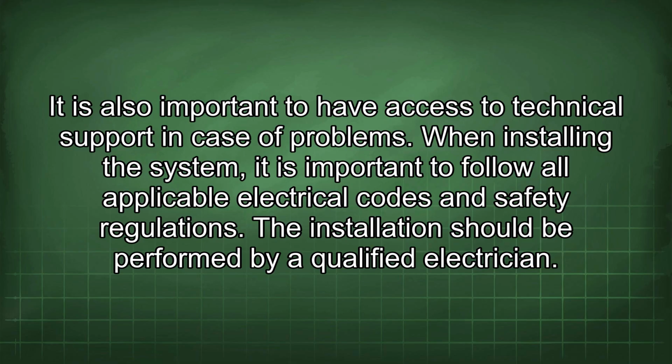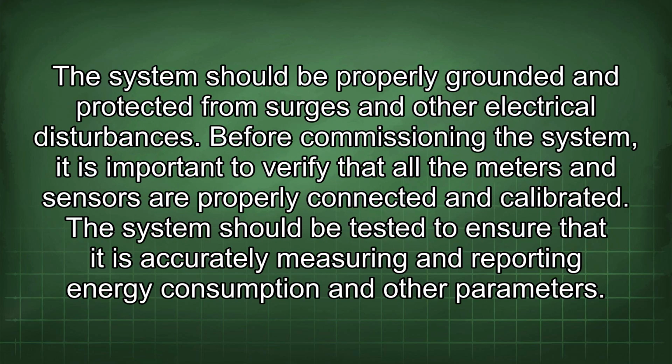When installing the system, it is important to follow all applicable electrical codes and safety regulations. The installation should be performed by a qualified electrician. The system should be properly grounded and protected from surges and other electrical disturbances. Before commissioning the system, it is important to verify that all the meters and sensors are properly connected and calibrated. The system should be tested to ensure that it is accurately measuring and reporting energy consumption and other parameters.